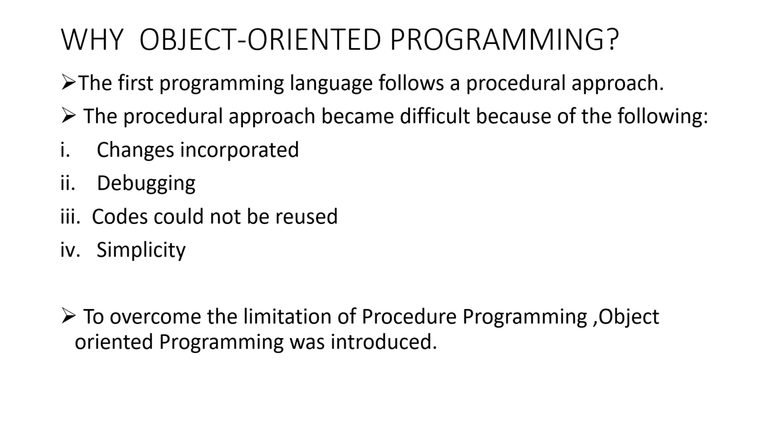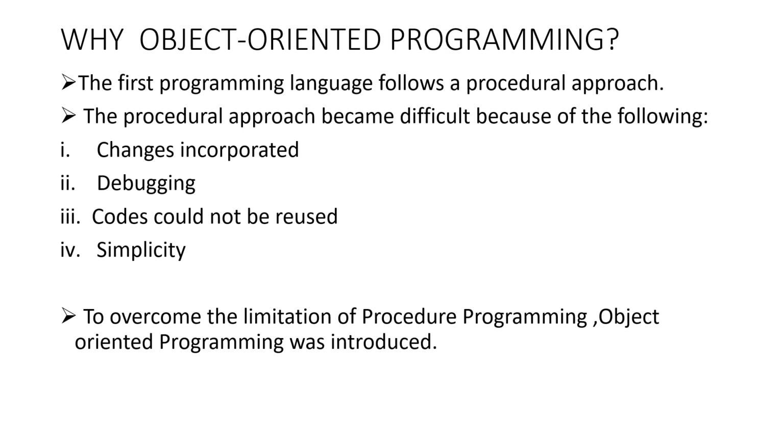Now, what do we mean when we say changes incorporated? When a programmer needs to make changes, like for instance, you need to add a new variable or you need to change some functions, it became a problem in the procedural programming approach. Then also debugging to correct errors became a problem. Then for code to be reused in the procedural programming approach was a problem. You can't reuse the code.